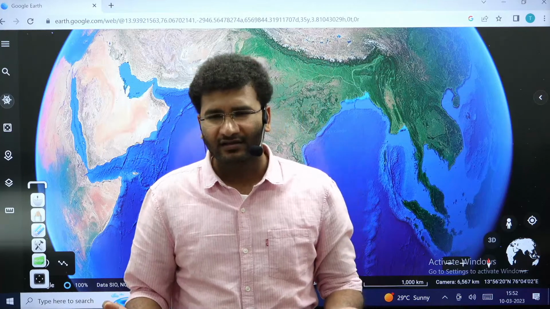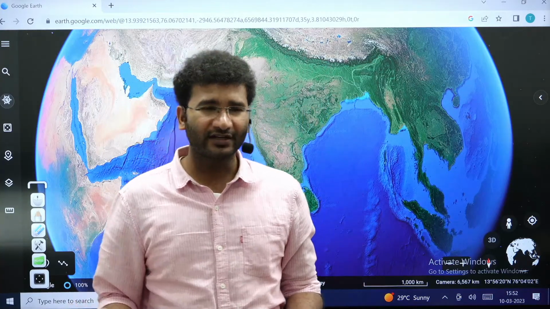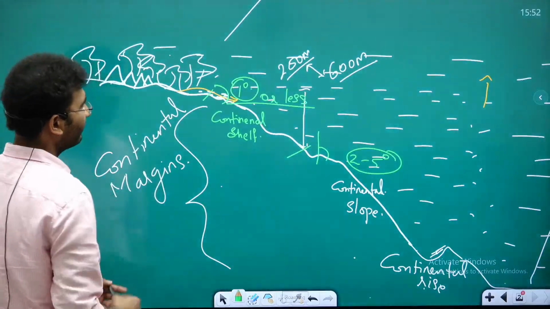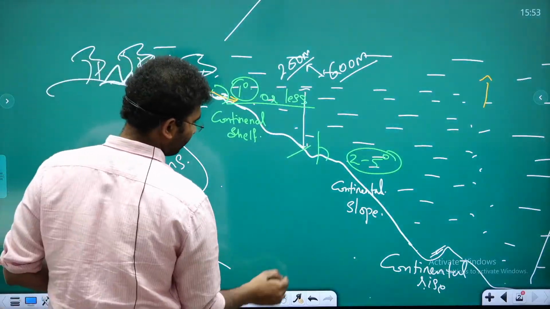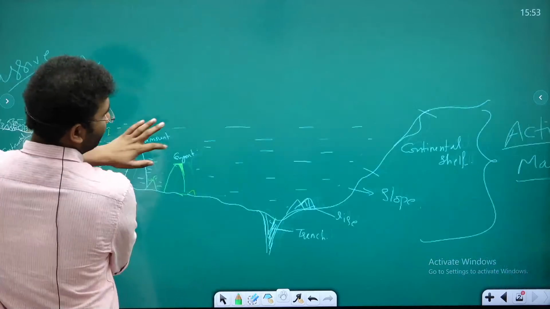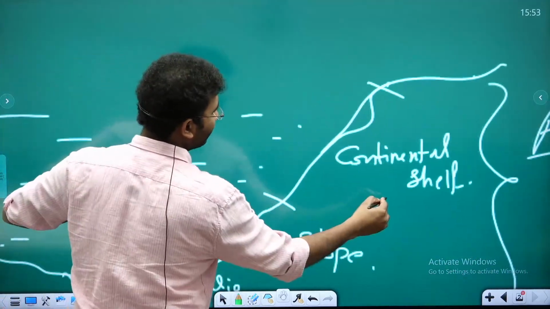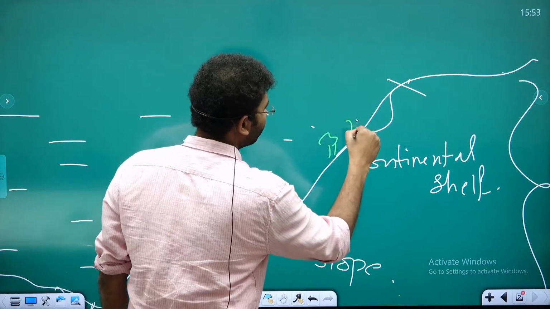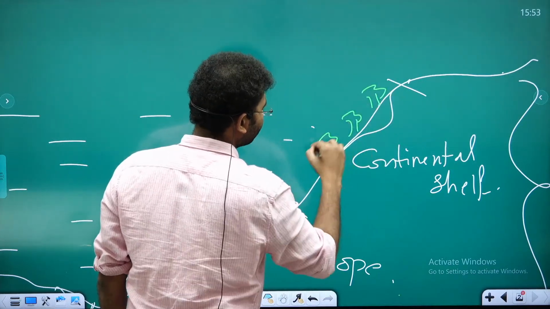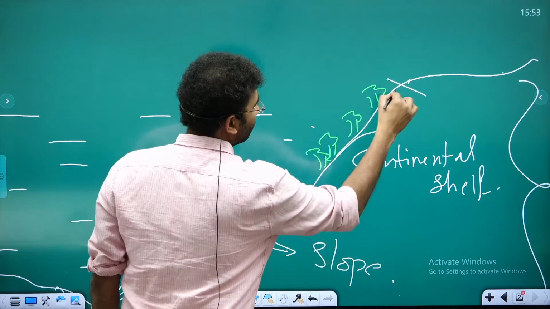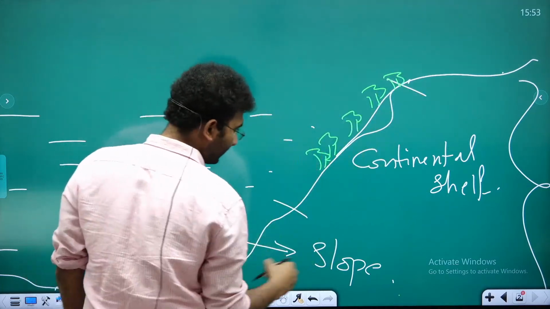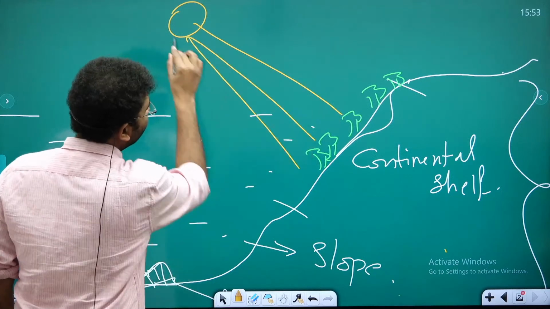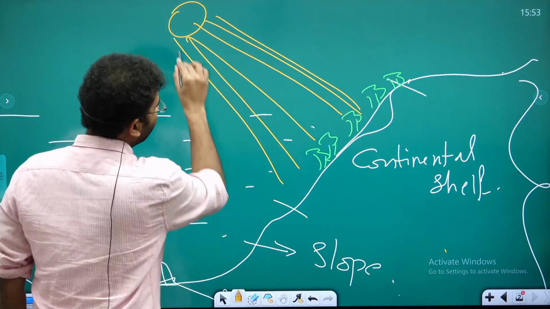Why? The reason is very simple. The continental shelf is a region where you have thick vegetation present. Okay? So let's see. This is your continental shelf. On the continental shelf, there is some vegetation present. It has a very gentle slope, right? And the sunlight can easily penetrate into the continental shelf, right?